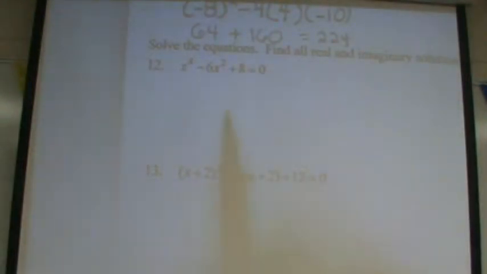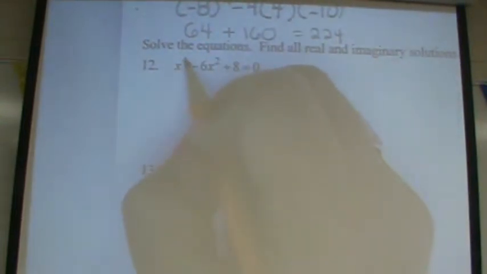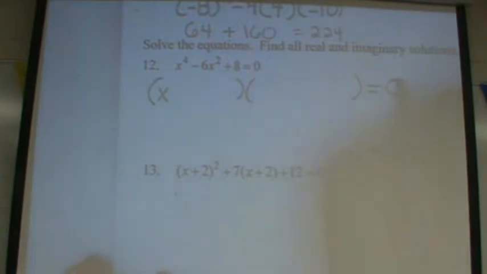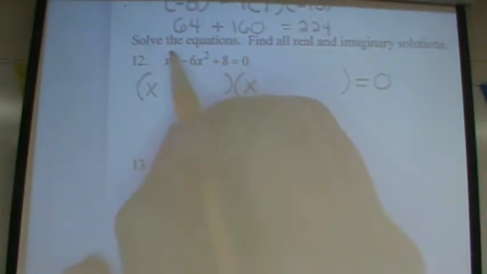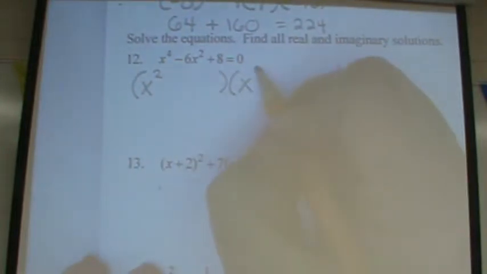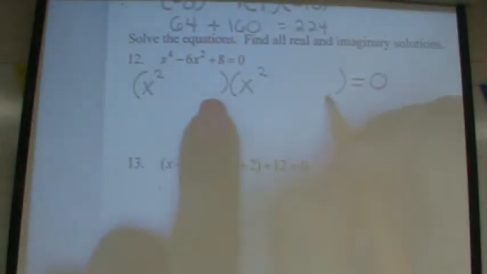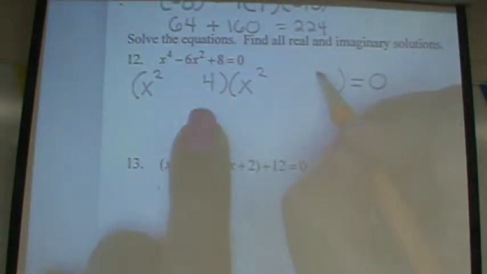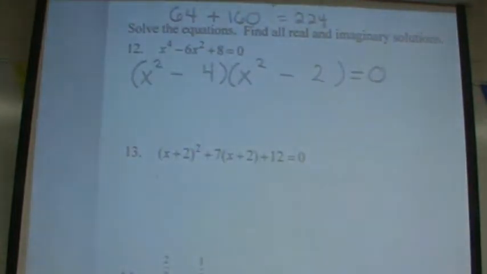Number 12. These are not quadratic. This is in quadratic form. There are up to 4 real and imaginary solutions. There's 4. So what you're going to do, you're going to factor this as you would a quadratic. Okay, first make sure it's set equal to 0, which it is. Now, how would you break up, if it were x squared, you would write x times x. But since it's x to the 4th, you're going to split this up, x squared, x squared. What 2 numbers multiply to give you 8, but add to be negative 6? Just like that.